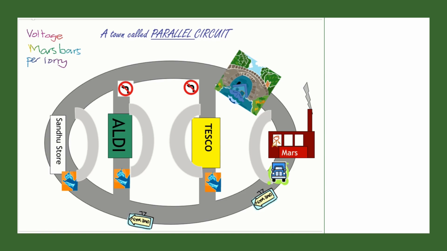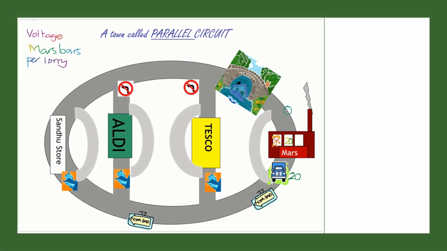She was the one that set the Mars bars. So I think this time we're going to go for 20. She's going to decide that every lorry is going to get 20 Mars bars. So again, if we look here at the start, this lorry has just been through the factory, so this has to have 20. When it arrives back at the factory, it must have 0.